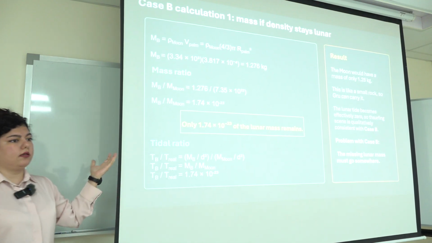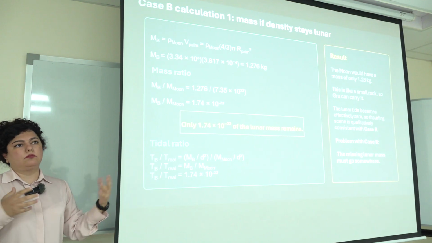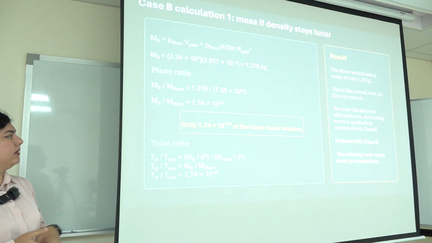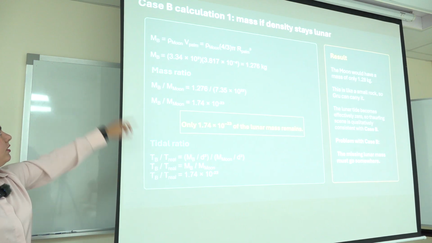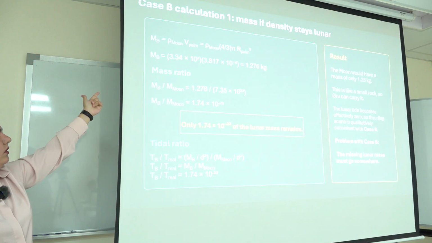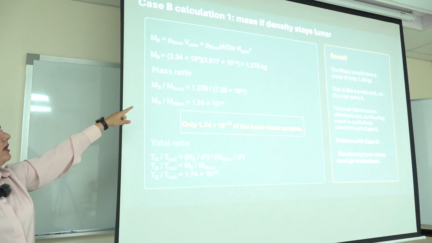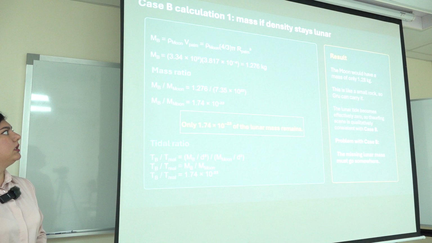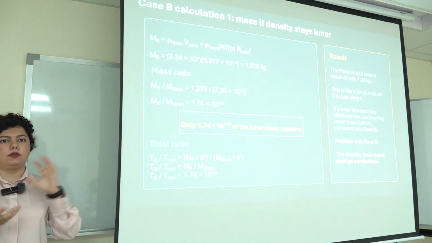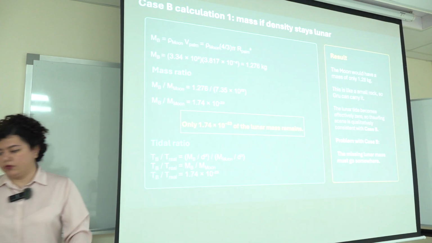So case B is much more relativistic to the scene of the moon. And for the mass of the moon, by using the formula of density, we can say that the mass of the moon is 1.28 kilograms. So Gru in this case can hold the moon in his hand.